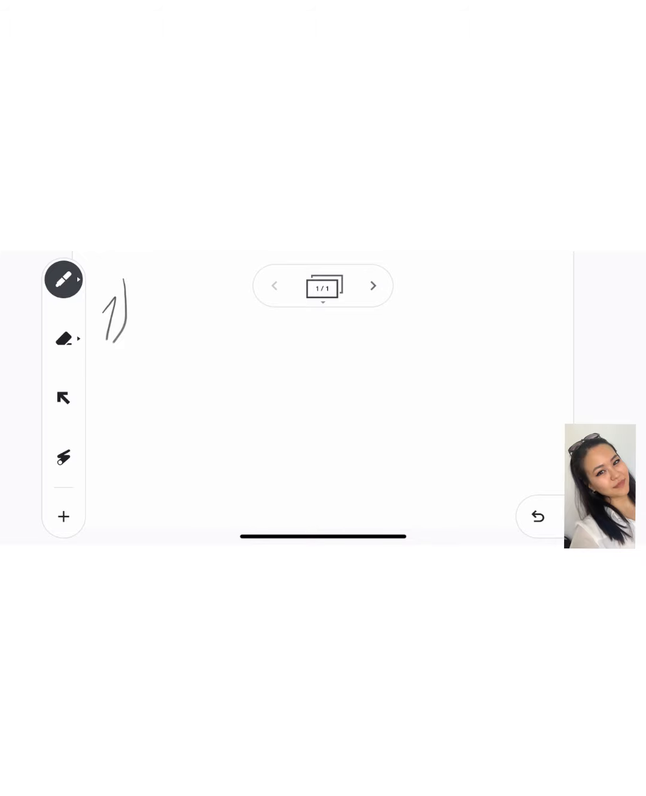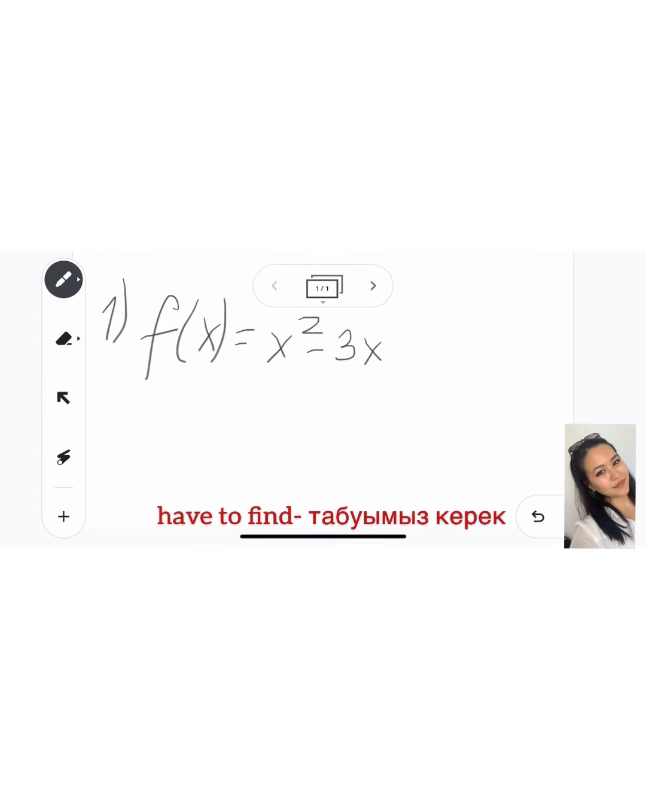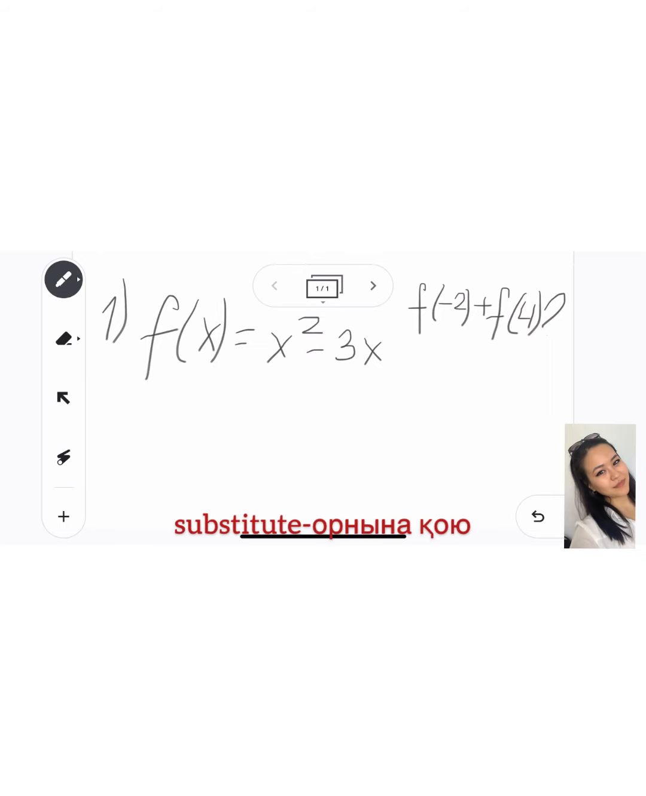So the first problem says that we have f of x function equals x squared minus 3x, and we have to find f of negative 2 plus f of 4. What does it equal to? So the first thing that we will do is substitute negative 2 and 4 into the function. So we will put negative 2 onto the variable x.